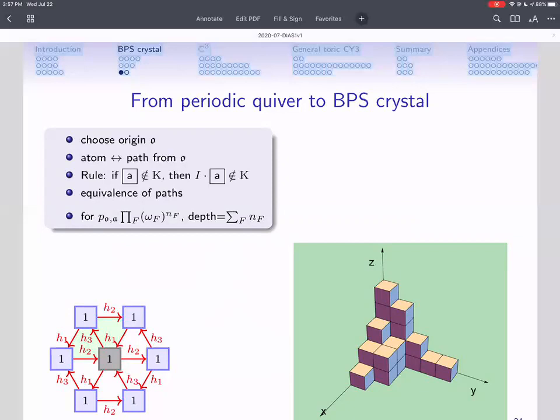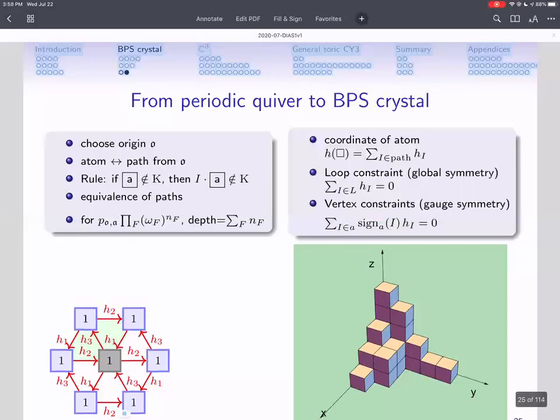This is just saying, for example, in the plane partition, you cannot have some atom floating in the air. And the equivalence of paths just means that you can reach a particular atom by multiple different paths starting from the origin. So this suggests that the coordinate of the atom can be labeled by the sum over these parameters starting from the origin, and the global symmetry of the gauge theory also suggests that we need this loop constraint: around each loop, the sum of the charge should be 0, and also the vertex constraint here by the gauge symmetry.